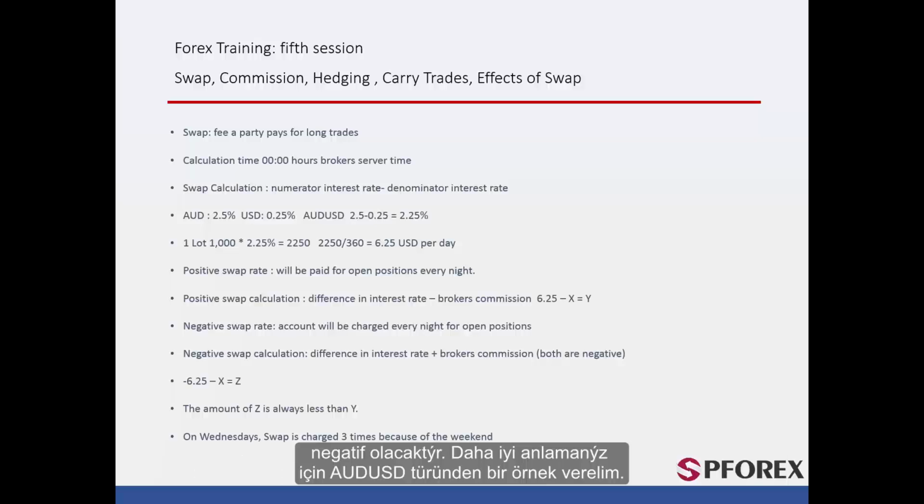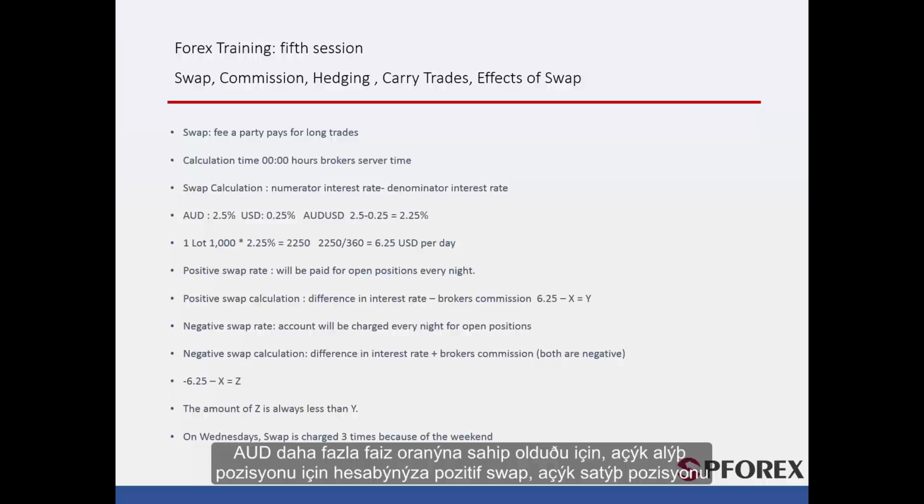For better understanding of this, here is an example in Australian against US dollars. Since the Australian dollar has a higher interest rate, your account will be deposited with a positive swap for open buying positions and a negative swap for an open selling position.